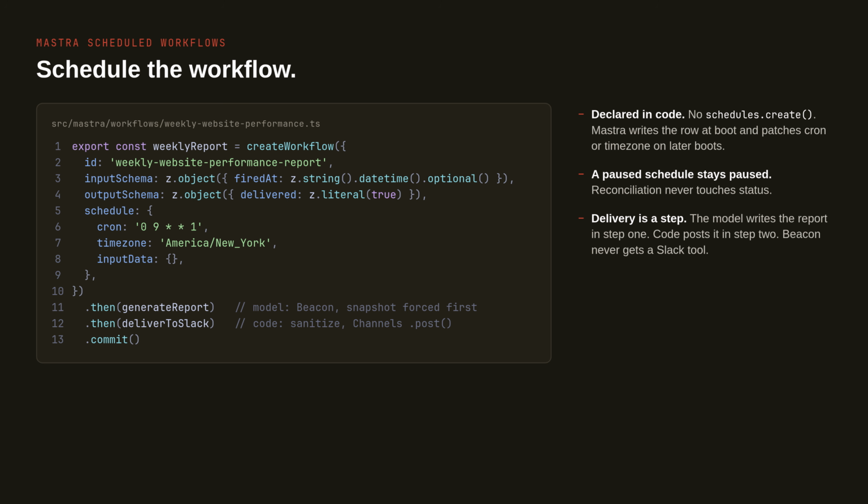So now let's take a look at scheduling a workflow. Here's an example of the code for doing that. If you're familiar, it's calling create workflow as usual, and there's a new schedule argument that you can pass into the options for constructing it. Schedule, with similar syntax, has a cron field, a time zone, and input data. Input data is anything you want to pass it every time it runs on that schedule. Everything else is the same. We have the then call that calls generate report and then deliver to Slack.